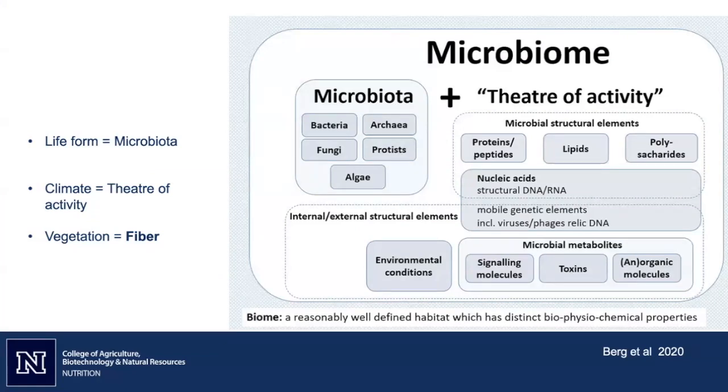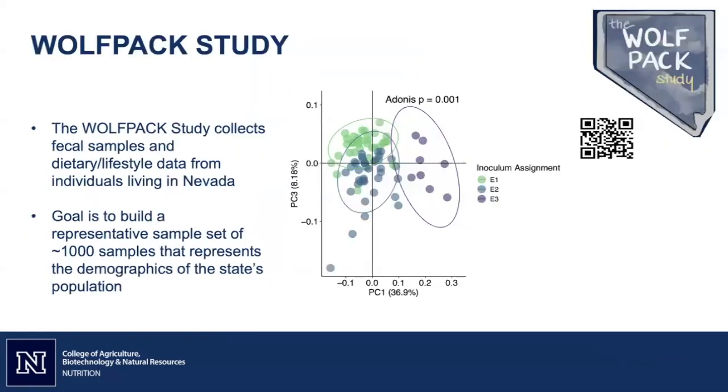The vegetation of the gut microbiome is unique in the sense that the host, which is us, needs to provide it through the diet we ingest every day. However, the major substrate that the gut microbiota metabolizes is fiber.